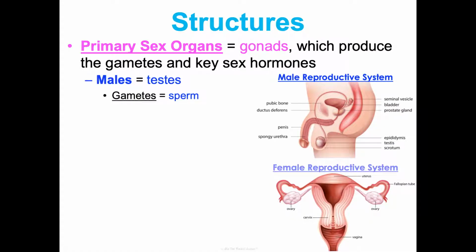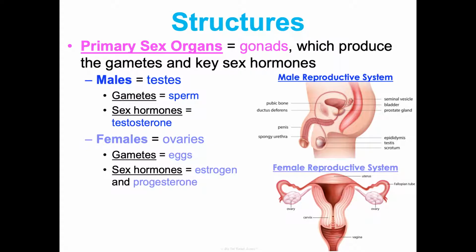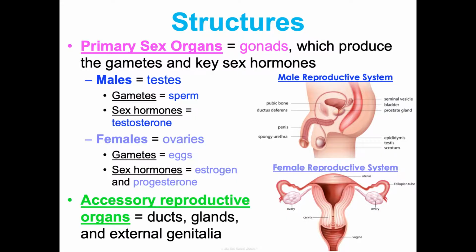Again, they're designed to produce gametes, and those gametes are sperm. And then the main sex hormone is testosterone in males. Female gonads are the ovaries. Again, their gametes are the eggs, and then their main sex hormones are estrogens and progesterone. And then, of course, there are accessory structures. There are ducts and glands, and what we more often associate with our reproductive system, which is the external genitalia. But these internal structures, these ovaries and the testes inside the scrotum, those are the main players here in the reproductive system.